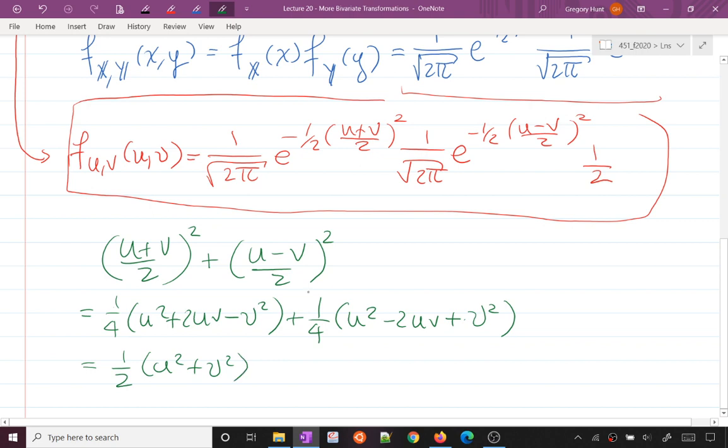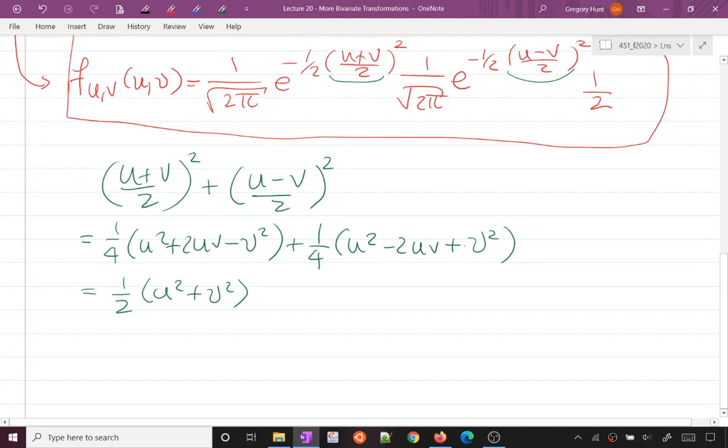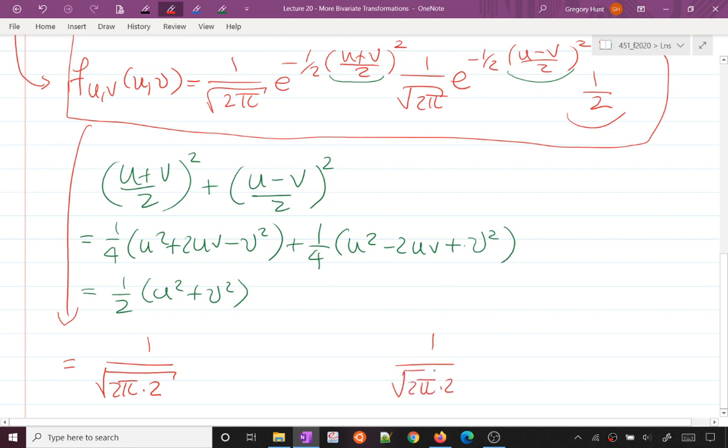Why, and I pointed this out, we can combine the exponents in these two exponential functions here. So this thing can be written in a kind of funny way. First of all, I'm going to break up that 1/2 into 1/√2 times 1/√2. So I could write this as 1/square root of 2 pi times 2, and then I'd have another one of those out here, 1/square root of 2 pi times 2. All right, so that takes care of that 1/2.